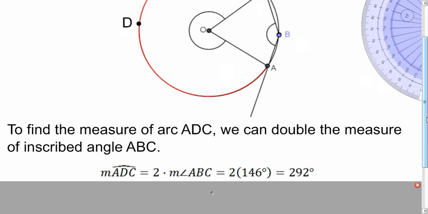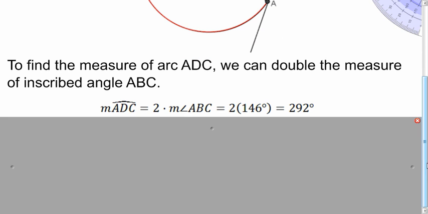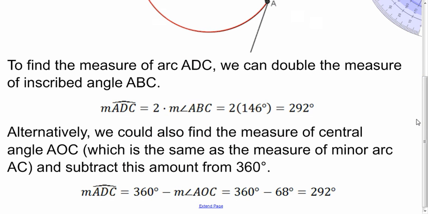Now we also saw previously that we can find a major arc's measurement by subtracting the minor arc from 360. So we could have also done that. The central angle is 68 degrees, subtracted from 360, gives 292 degrees.